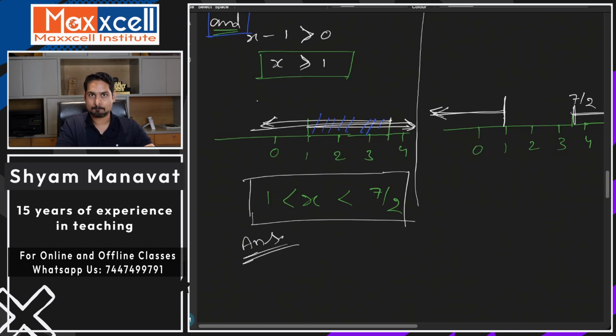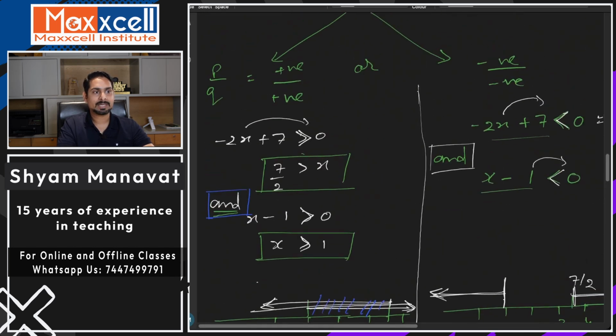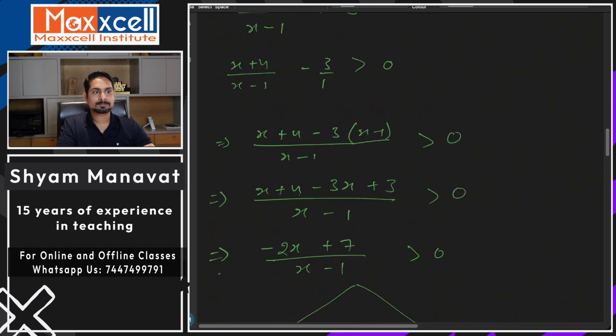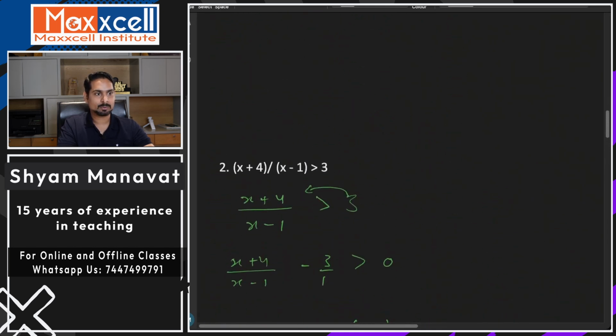Did you understand? Yeah. So what happens when you have a number here, greater than 3? You take the number, or even if instead of a number you have a variable or any other expression, take them all to one side, simplify to get a simplified fraction, and then see whether it is more than 0 or less than 0.